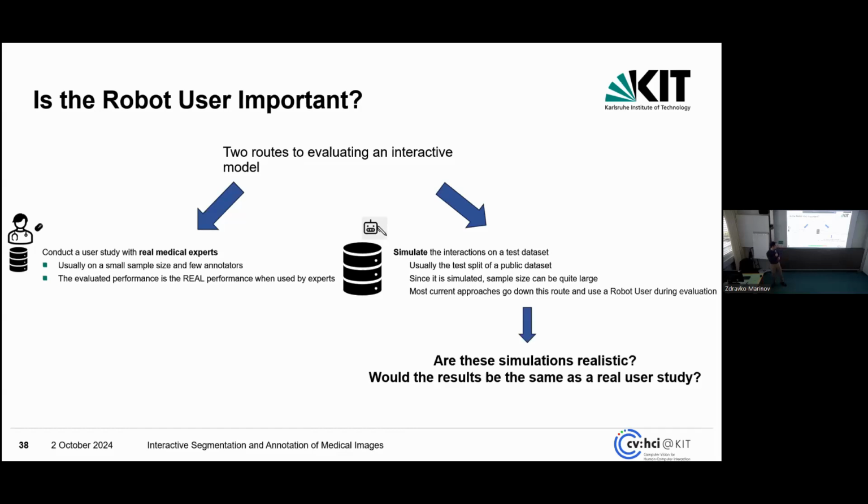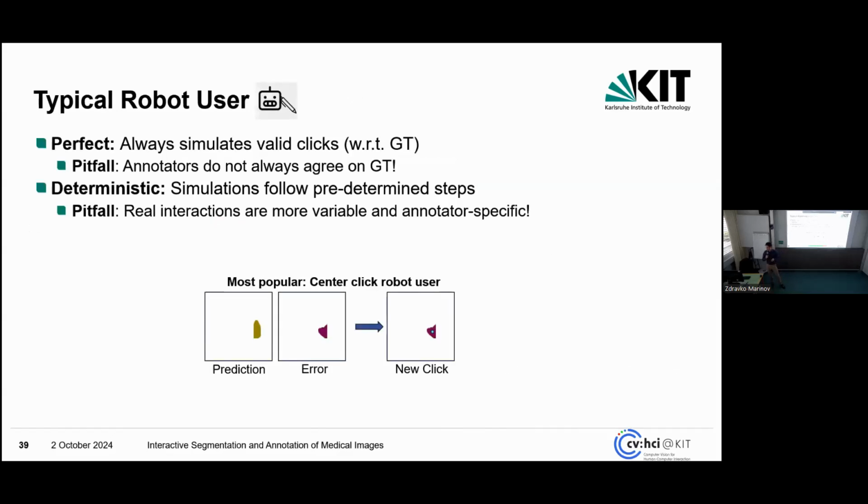Again, let's ask the question: is this realistic? Will the results be the same as if you would do them in a user study with real annotators? We have to think about pitfalls when using such simple robot users. Just taking the centroid or just doing random sampling does not work so well, because you have this very perfect robot user. It always simulates valid clicks with respect to the ground truth.